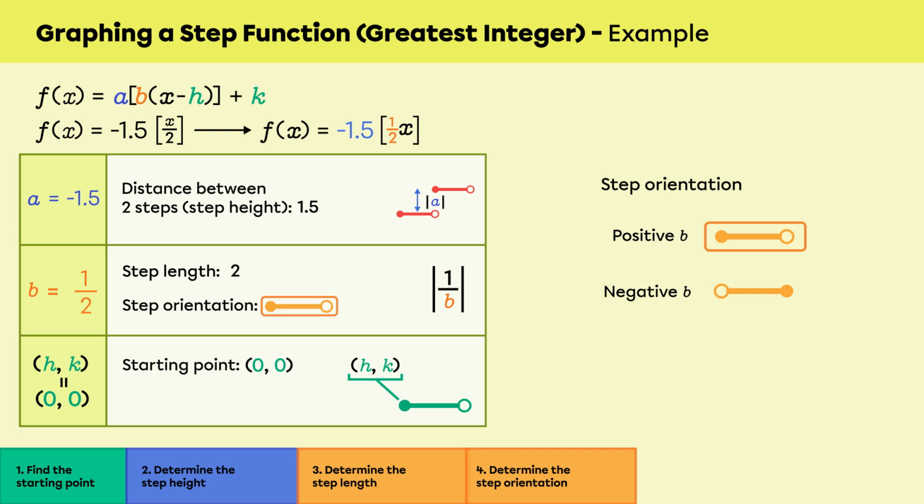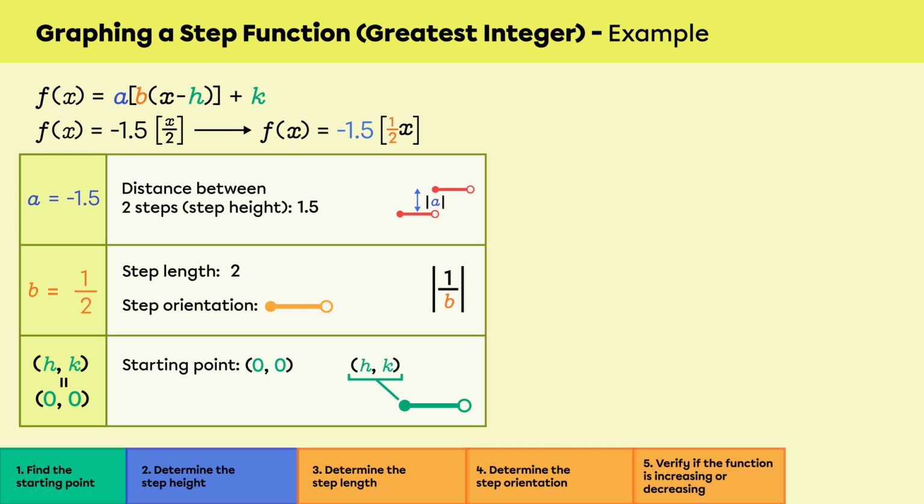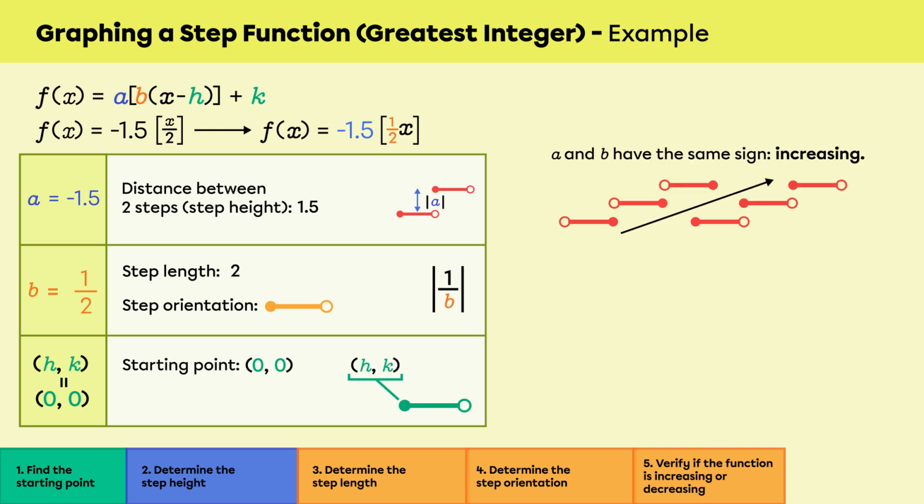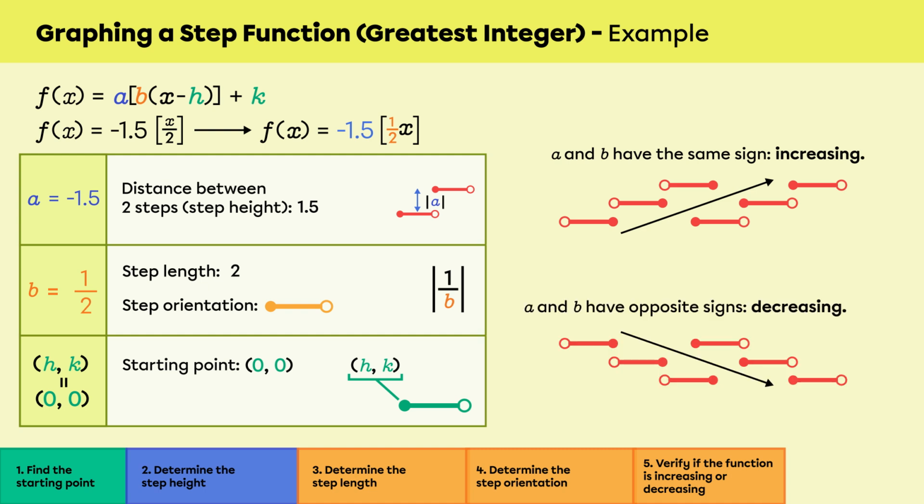The last thing to check is whether the function is increasing or decreasing. If a and b have the same sign, the function is increasing. If they have opposite signs, it's decreasing. Since a is negative and b is positive, the function is decreasing.